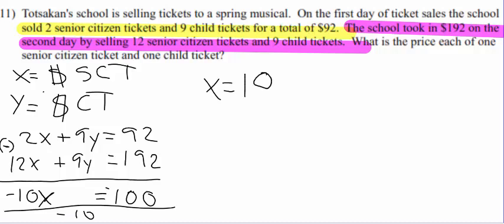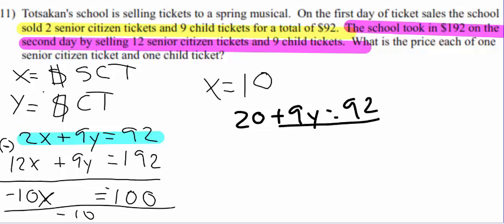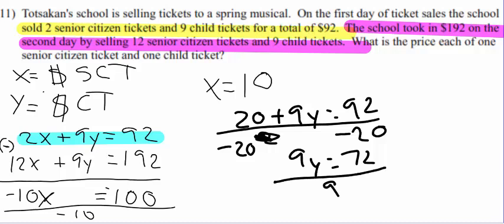So that's telling us that a senior citizen ticket is $10. So now we can go back and plug that in. So I'm just going to pick the first equation. So I'm going to plug in 10 for x. So now I've got 2 times 10 is 20, plus 9y equals 92. So I'm going to subtract 20 from both sides. So that gives me 9y equals 72. Now I divide both sides by 9, and I get y equals 8. So the senior citizen tickets are $10, and the child tickets are $8.